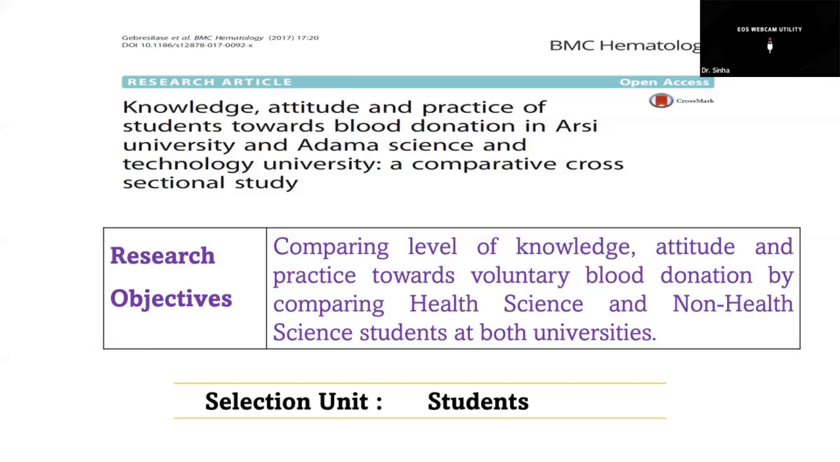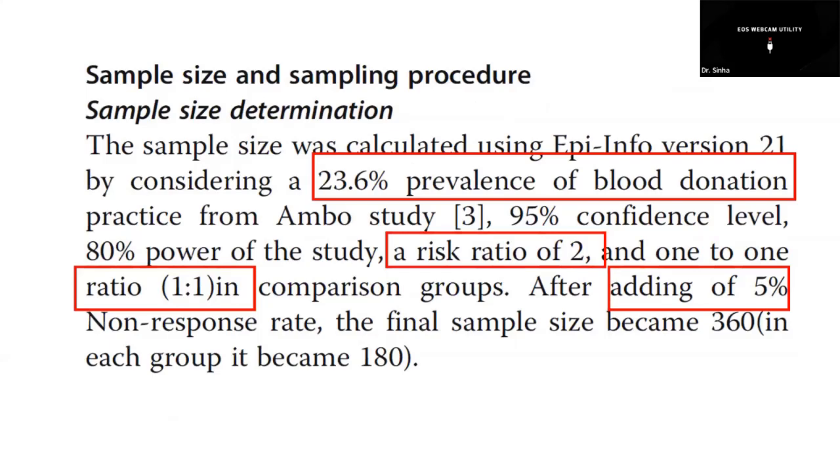So this is one example where you have to compare the knowledge, attitude, and practice towards voluntary blood donation, comparing the health science and non-health science students. They have taken two universities, but the selection unit was student, and that's why they are comparing. The two groups are the non-health and the health sciences. So now let's see. This was the author's description.